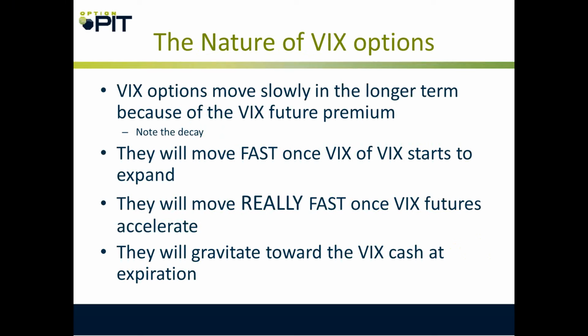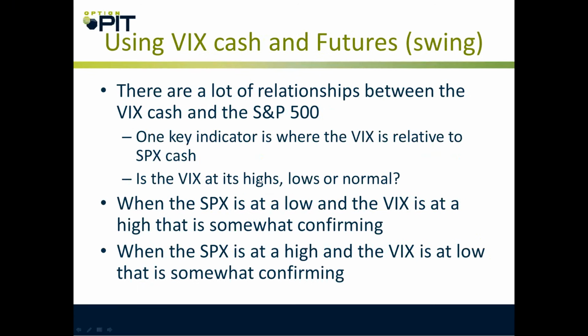Okay. The last rule to remember is they will gravitate toward VIX cash at expiration. Okay? So if I use these as kind of loose rules, how do we create something out of that? Right? So now you have to start to quantify. So a couple of relationships, right? How is VIX going to move when the S&P 500 moves?